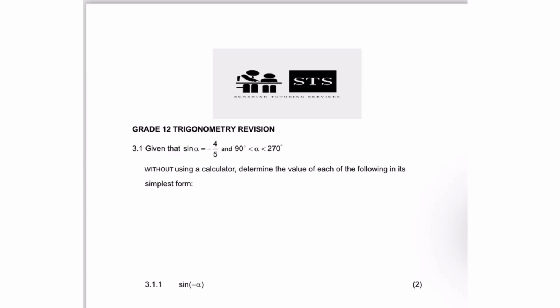We will go through past papers. Today, we are focusing on trigonometry. Okay, without any waste of time, let's get straight to the question.